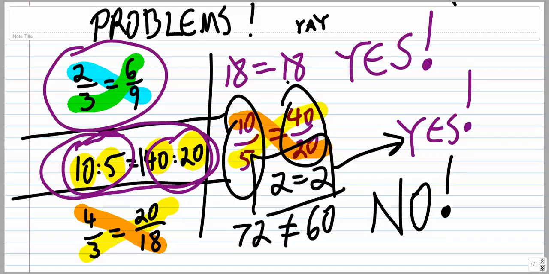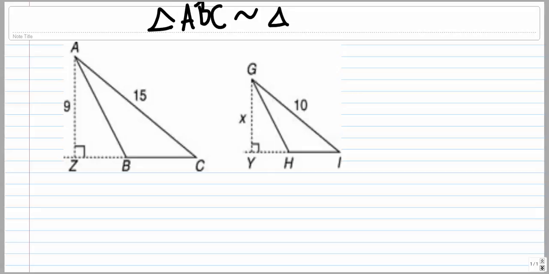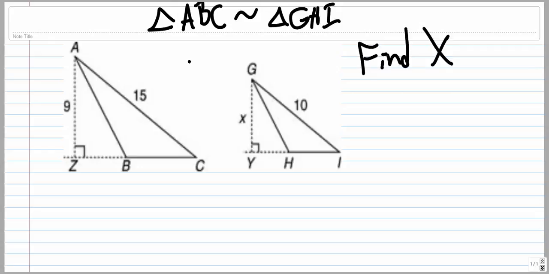All right, so what else? I think a good place to stop would be to finish with this problem right here. This is kind of an ACT-ish problem, and it's got these two triangles, and I'm going to tell you that triangle ABC is proportional to triangle GHI. So since we know that they're proportional, this problem says find x.